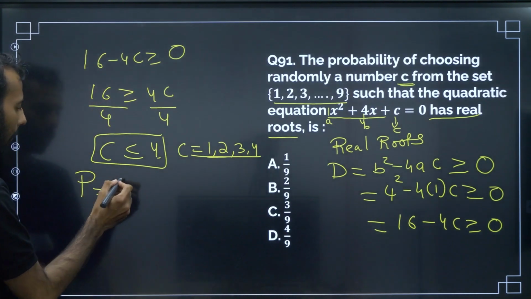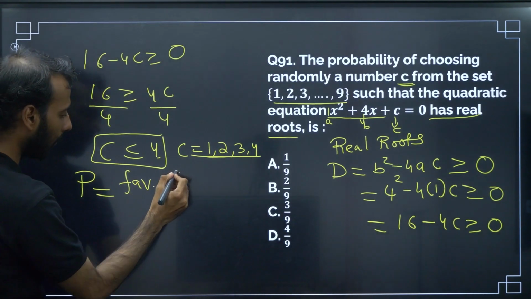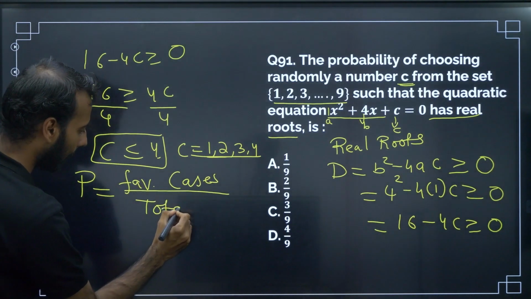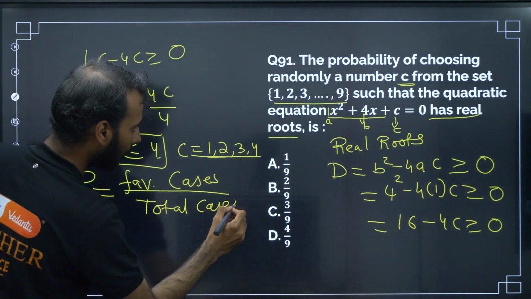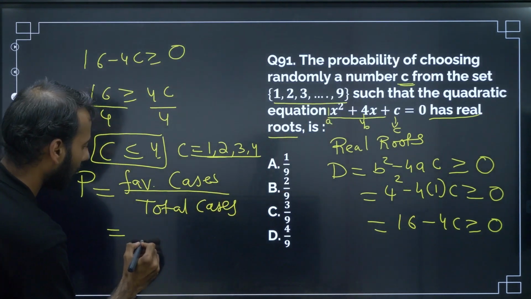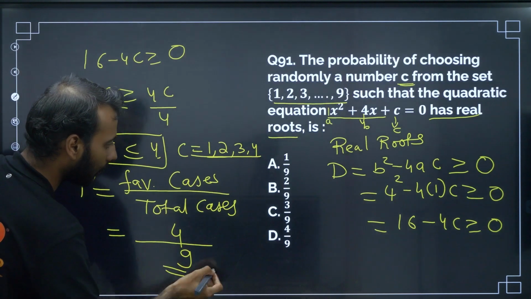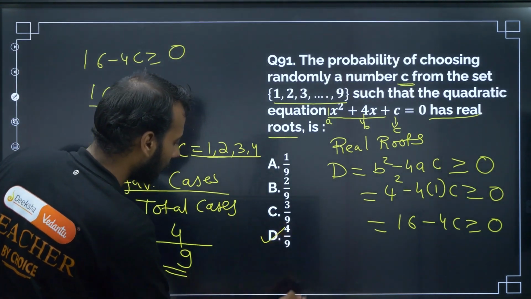So probability means favorable cases divided by total cases. Total, how many numbers are there in this set? 1 to 9, so I am writing 9. Favorable, how many we can take? 1, 2, 3, 4. So 4 by 9 is the answer. Any option with 4 by 9? D option. D is the answer.